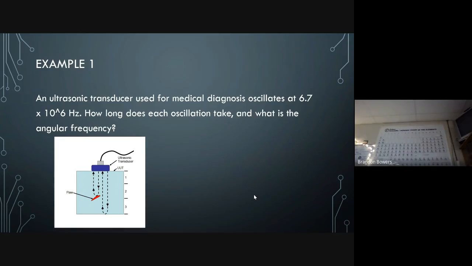Okay, so if we check this problem out, it says, how long does it take the oscillation to occur? So when it asks for time, you can assume we're going to use that equation, right? And it gives us the frequency. So it's actually pretty straightforward, right? It gives us the frequency. The frequency is 6.7 times 10 to the 6.